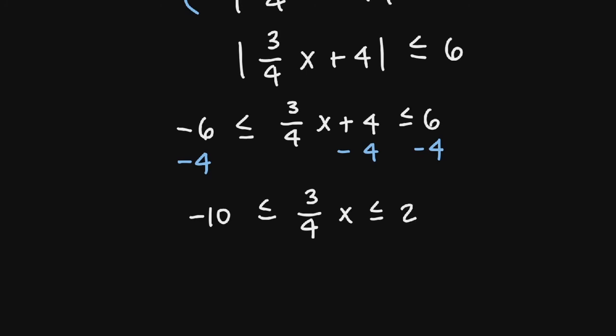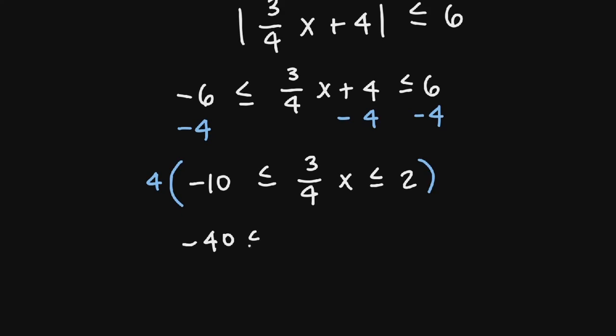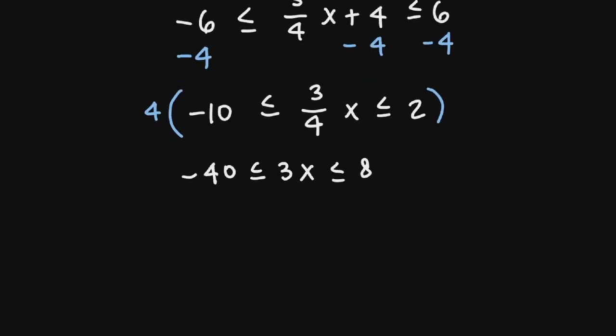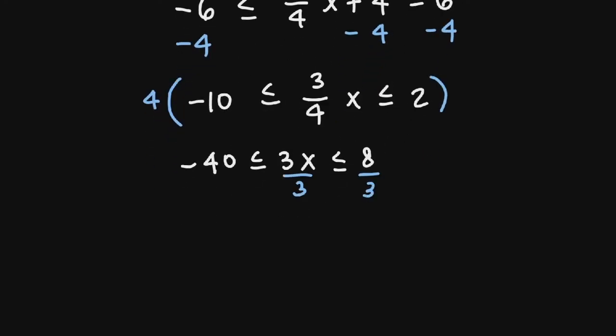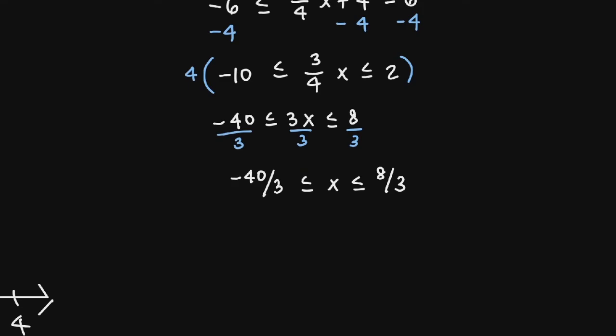Then to get rid of the 4 in the denominator, we can multiply everything by 4. So we get negative 40 is less than or equal to 3x, which is less than or equal to 8. And then to get x by itself, we have to divide by 3. So our final answer would be negative 40 over 3 is less than or equal to x is less than or equal to 8 over 3. And we can just estimate these numbers for our graph. Negative 40 over 3 is a little more than negative 13, and 8 over 3 is a little bit more than 2.